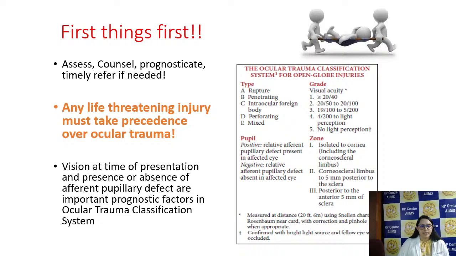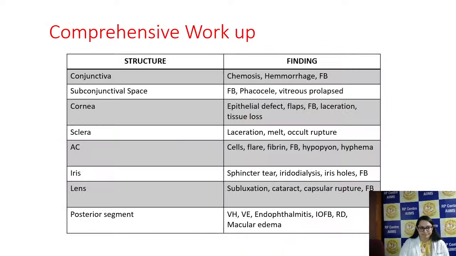First things first, whenever we come across a patient with ocular trauma, we must assess the patient, counsel, prognosticate and timely refer if needed. Any life-threatening injury must take precedence over ocular trauma. The vision at the time of presentation and presence or absence of afferent pupillary defect are important prognostic factors in the ocular trauma classification system that has been mentioned here.